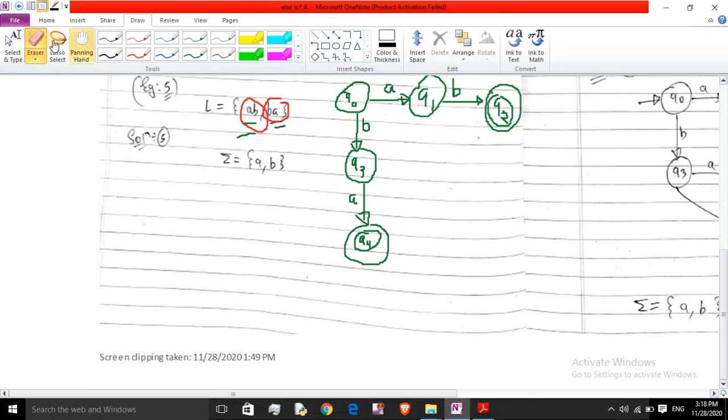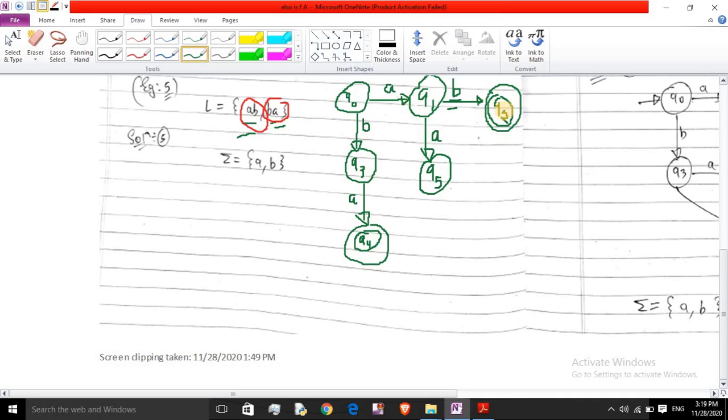Now look at here. So for B we have defined already. We have to define for A. What if we get one more A? If we get one more A, then we will move to the state, we will name it Q5. So we have defined for the two input alphabets here. Similarly, we will define for it.